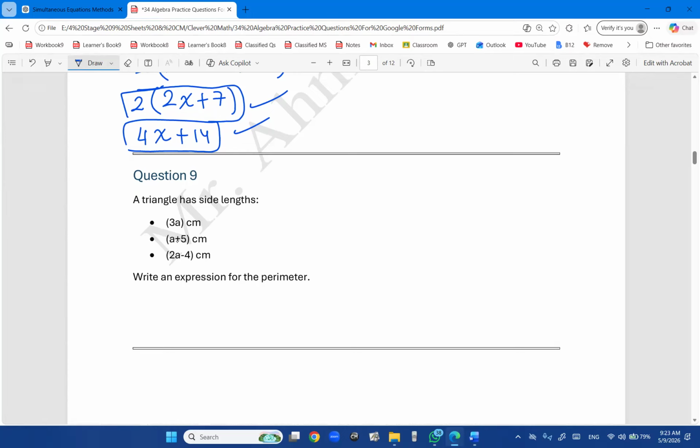A triangle has side lengths 3a, a plus 5, and 2a minus 4. Write an expression for the perimeter. We know that the perimeter of any shape is adding the length of all the different sides. So here, the first side is 3a plus the second side, a plus 5, plus 2a minus 4 equals 3a and a is 4a, 4a plus 2a is 6a. Positive 5 minus 4 is positive 1. We collected the like terms.